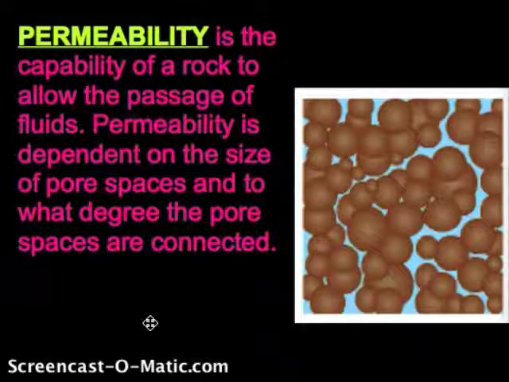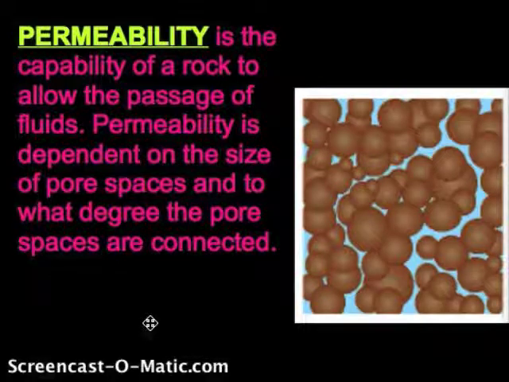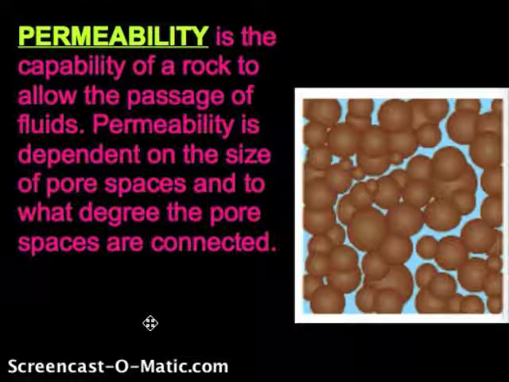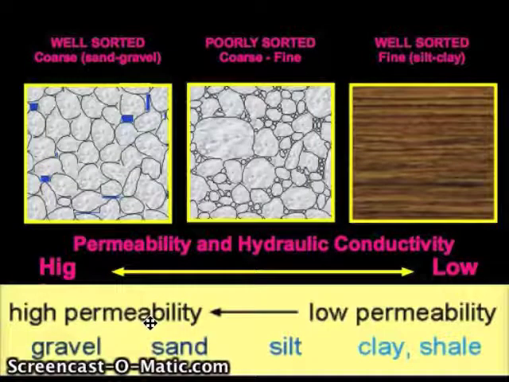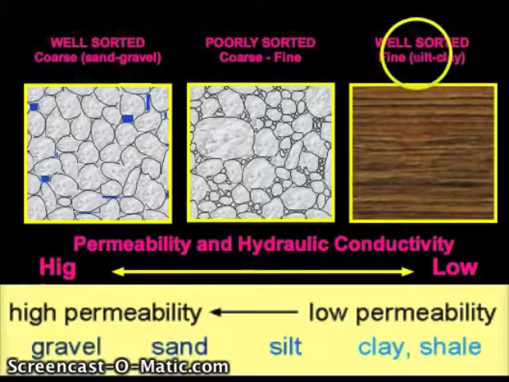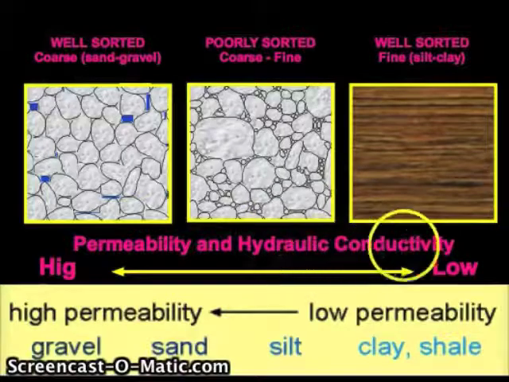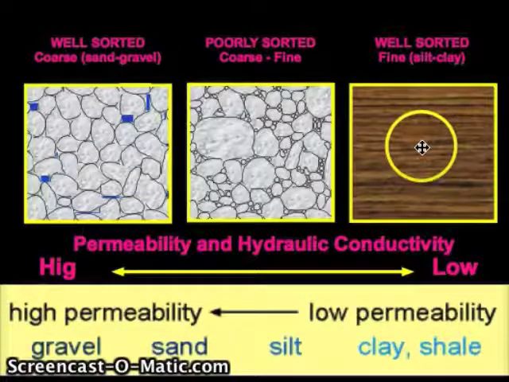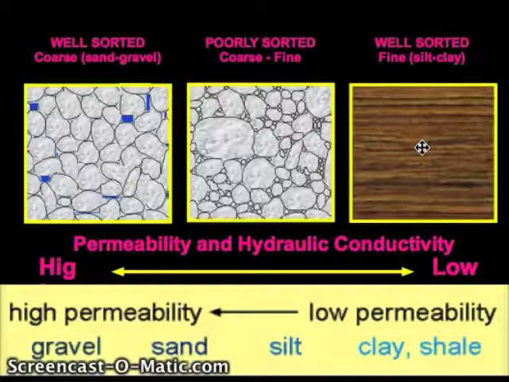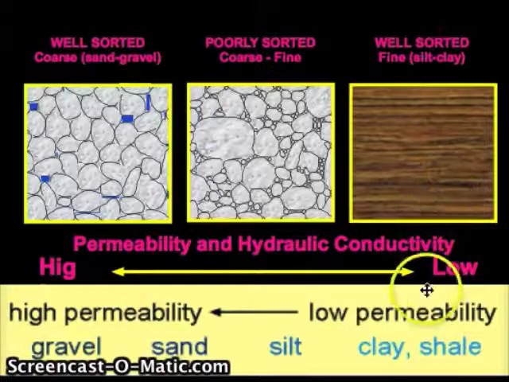Now, permeability is something altogether different. Permeability is the capability of a rock to allow the passage of a fluid. Permeability is dependent on the size of the pore spaces, and this is huge, and to the degree to which the pore spaces are connected. If we look at this right here, you might look at well-sorted coarse material, well-sorted fine material, permeability and hydraulic conductivity. We know that clay is actually very porous. However, the pore spaces are not connected. And so even though it's very porous, it does not have good permeability. It's got low permeability.